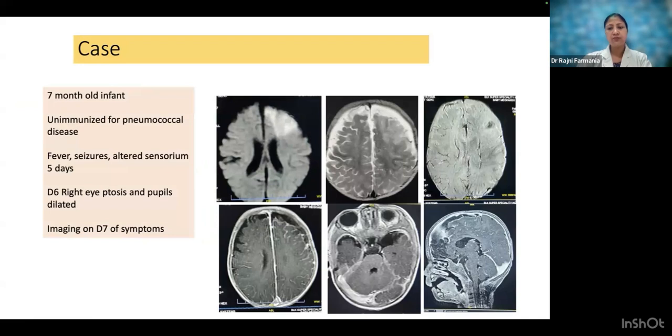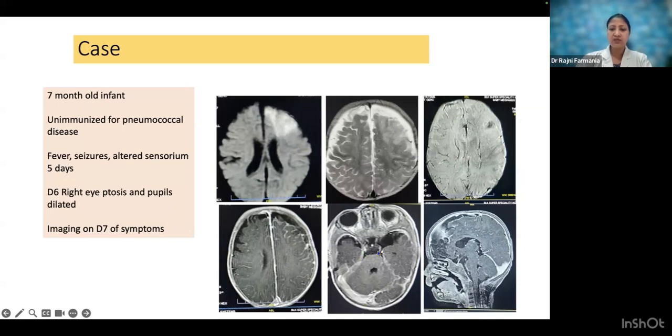A 7-month-old infant, history of fever, altered sensorium for 5 days. And on day 6, the child had a further complication. The right eye ptosis and the pupils were dilated and imaging was done. So here you can see the feature of cerebritis. Overall, there is meningeal enhancement, but then focal cerebritis is seen, diffusion restriction is seen over the left frontal area. The same is seen here, and there is some bleed also in that. So this was a case of pneumococcal meningitis.